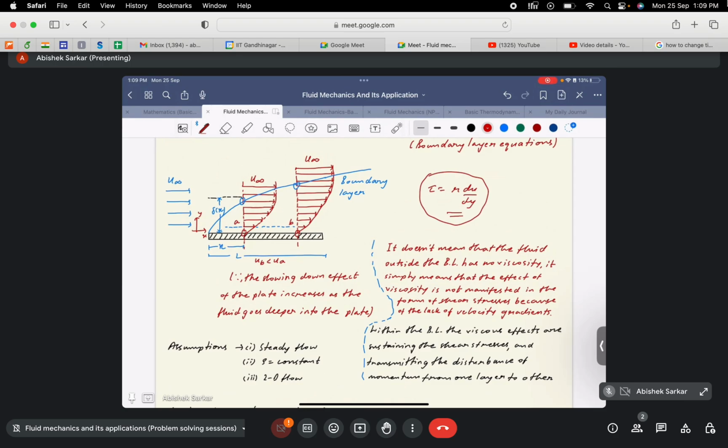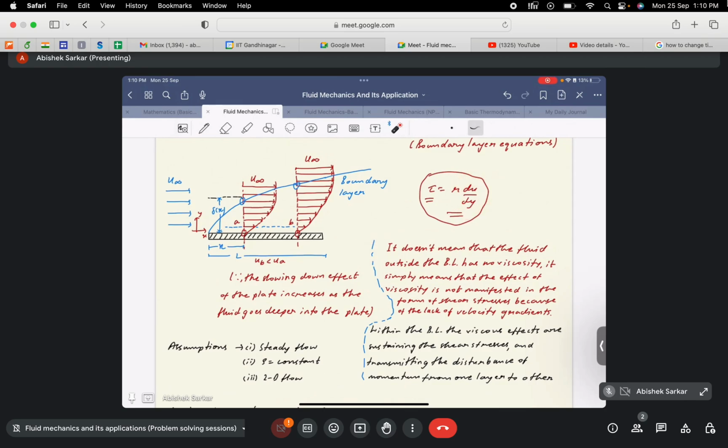This tau can be zero either if mu is zero or if dou u by dou y is equal to 0. Since mu is a fluid property, it can never be 0 and would be constant throughout the flow domain. It only varies with temperature, so it won't vary with space. The mu here would be equal to the mu here, so it won't vary in the coordinate direction. So what can be 0 is the velocity gradient.